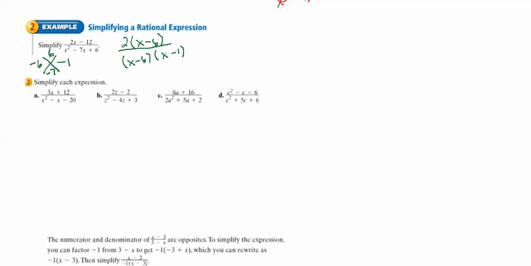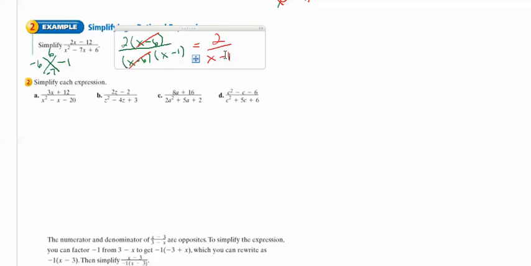Okay, at this point, can I cancel some quantities? I can cancel this quantity and this quantity, and I get 2 over x minus 1. And that is my answer. Okay, let's go ahead down and do some practice problems at the bottom here.